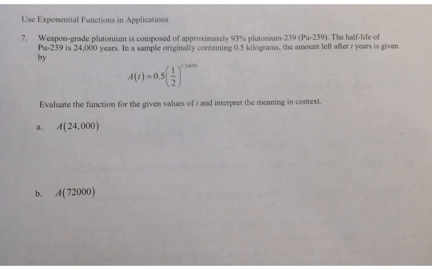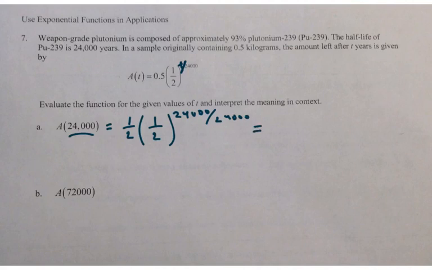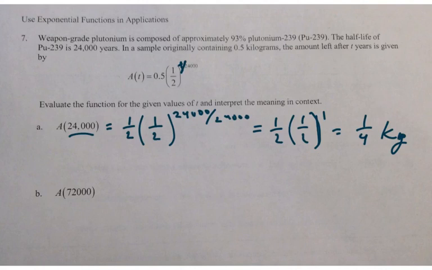It's a little bit hard to see, so I'm going to make sure we understand that those two things are being divided. They tell us to evaluate the function for the given values of T and interpret the meaning in context. So this first one, we're going to substitute in our 24,000. That's going to equal 0.5, which I'm just going to rewrite as 1/2, times 1/2 to the 24,000 divided by 24,000. Any number divided by itself is just 1. So that's going to be 1/2 times 1/2 to the 1, which is just going to end up being 1/4. That's going to be in kilograms, right? 1/4 kilograms are left, which makes sense.